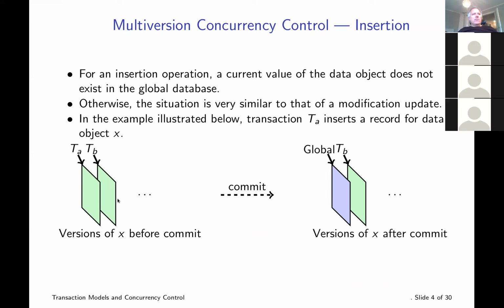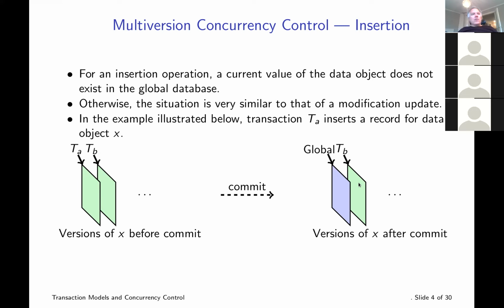Transaction A is going to create a new version of X. So transaction A and transaction B are both creating a new version of X. They're both doing it. And then A commits, and what will happen then is that the global version of X is now going to point to A's copy, because it just created it. Now, B is going to be in trouble when it tries to do its commit, because it's not going to be able to merge that in.